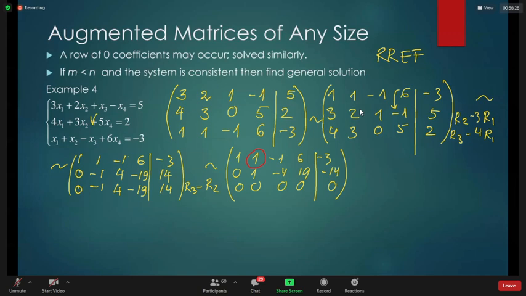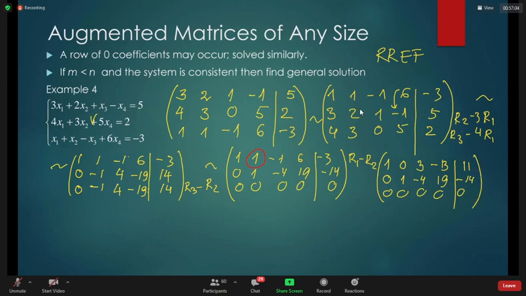I cannot do that. So I can say row 1 minus row 2, and now it becomes 1 minus 1, 0. Minus 1 minus negative 4 is 3. 6 minus 19 is minus 13. And minus 3 minus negative 14 is plus 11. And the second row remains as it was. 0, 1, minus 4, 19, and minus 14, and then 0, 0, 0, 0, 0.